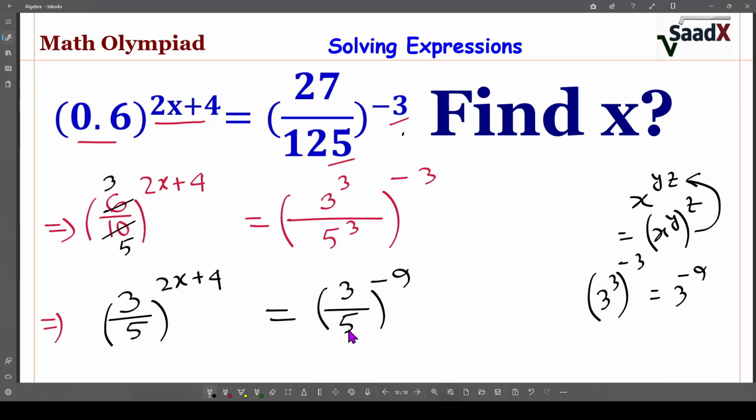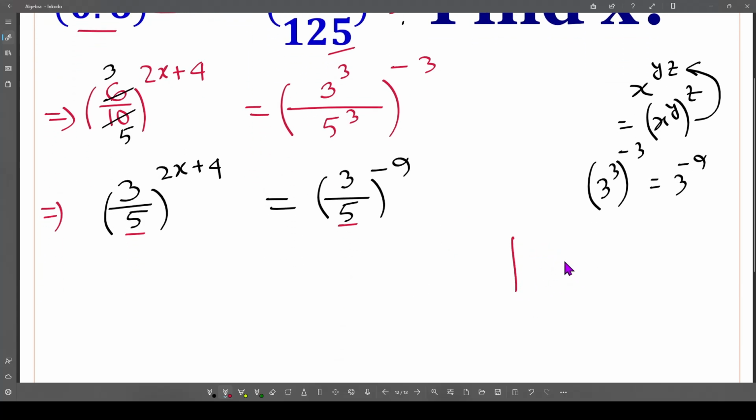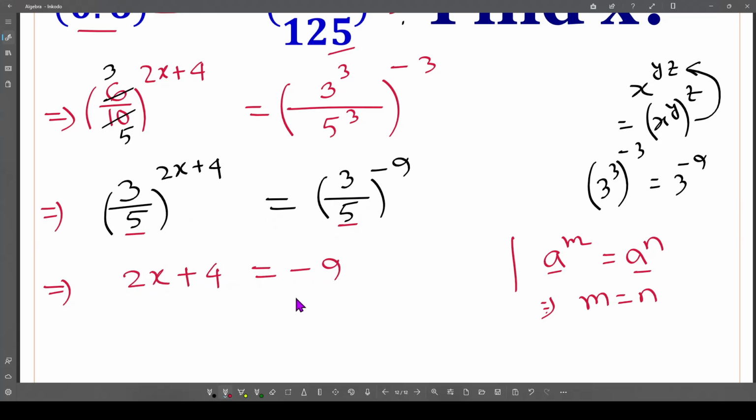So this is 3 by 5 to the power minus 9, and here is 3 by 5 to the power 2x plus 4. Now look, both bases are the same. We know once bases are the same, a to the power m equals a to the power n. Here bases are the same, so powers will be equal. It means m equals n. Now 3 by 5 and 3 by 5 are a common base, so powers will be equal. It means 2x plus 4 equals minus 9.